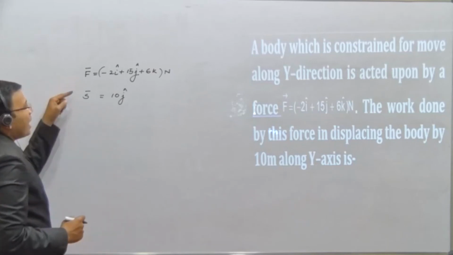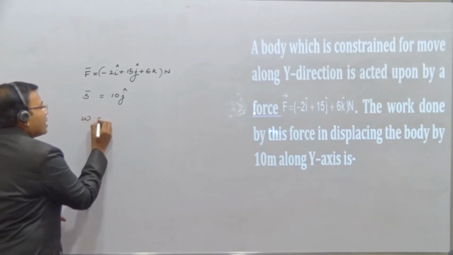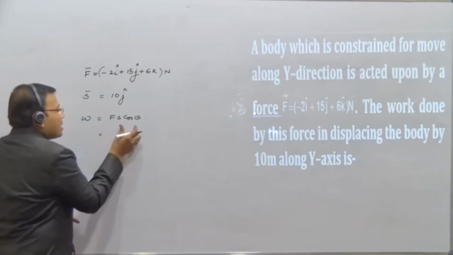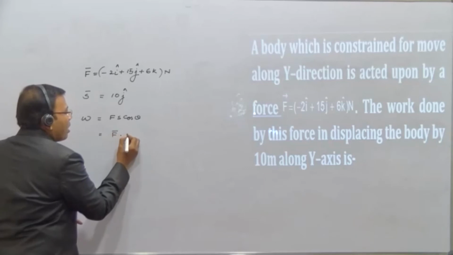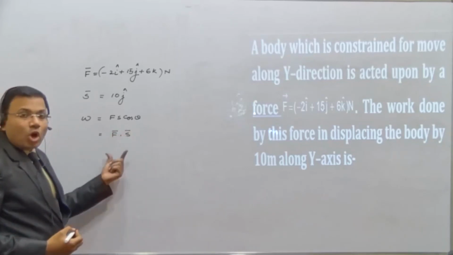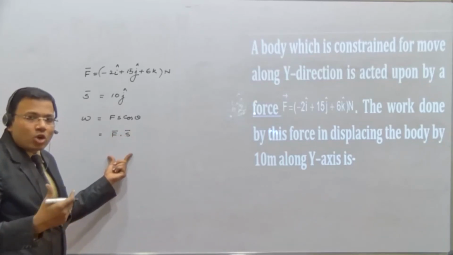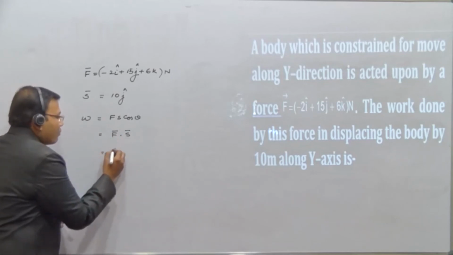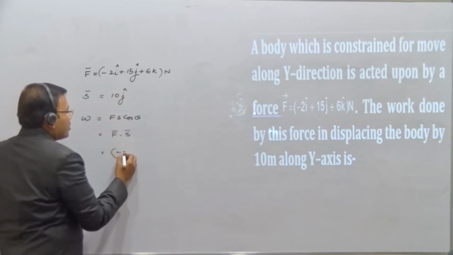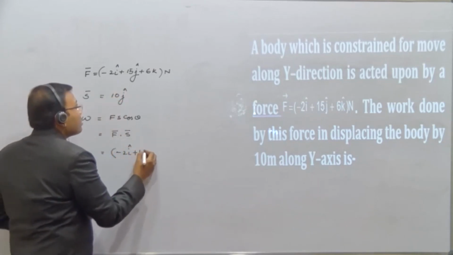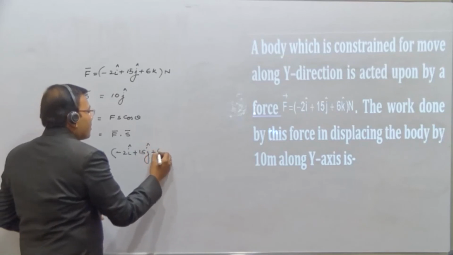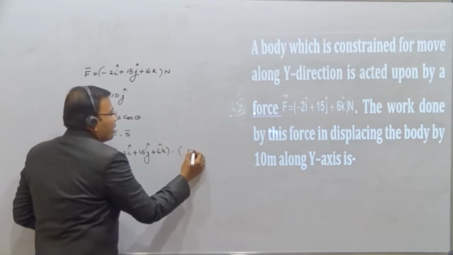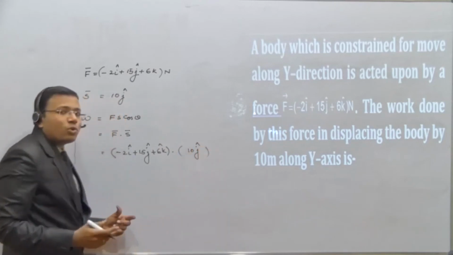So here I have to calculate the work. The basic definition is Fs cos theta, but the same thing can be written as F bar dot S bar. The work done can also be the dot product of the force vector and the displacement vector. So we have to find the dot product. F here is minus 2i plus 15j plus 6k. This is dotted with, student, just 10j. We don't have any i, we don't have any k.